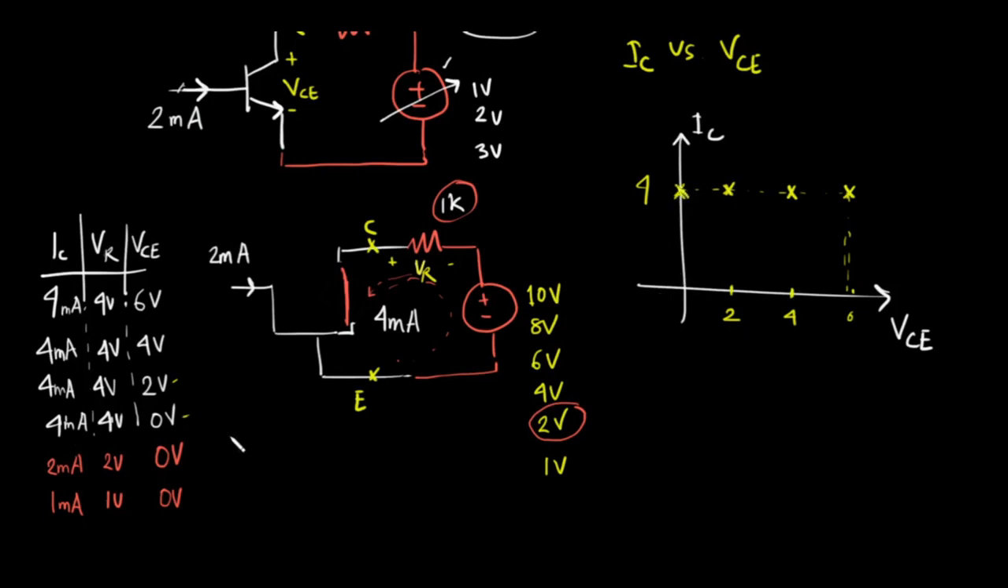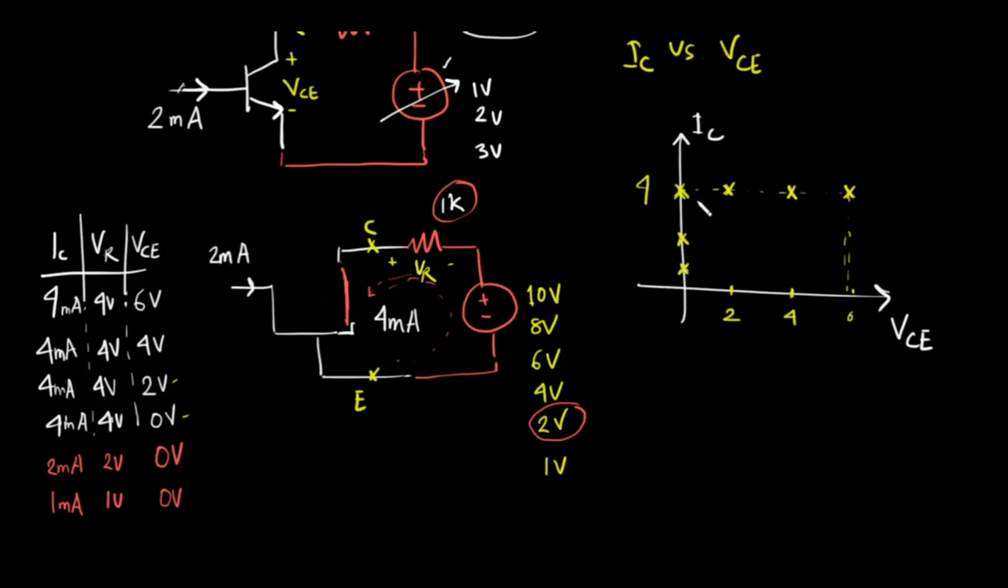Okay, but after that point, what happens? VCE becomes constant at 0 volt and IC starts to decrease. So at 0 volt, IC will be 2 milliampere. Then again at 0 volt, IC will be 1 milliampere.